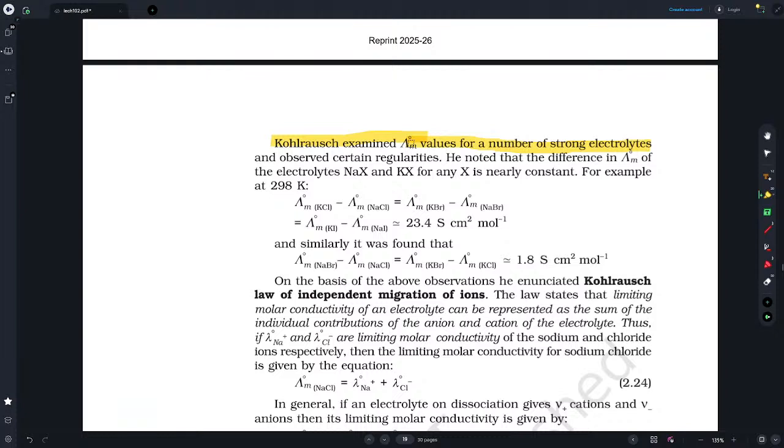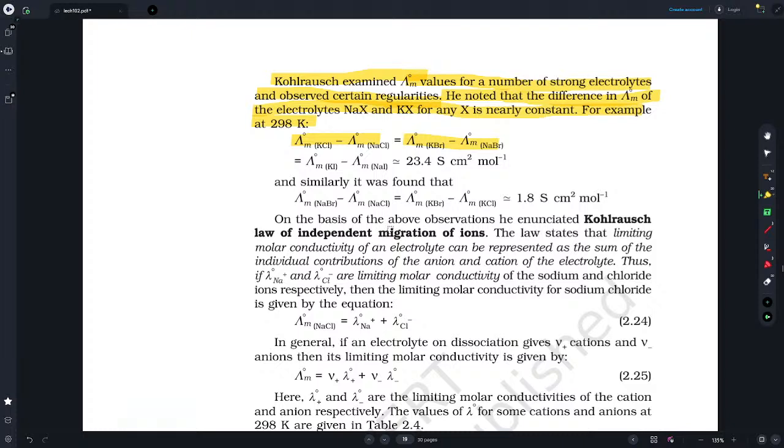He examined limiting molar conductivity values for many strong electrolytes and observed certain regularities. He noted that the difference in limiting molar conductivity of the electrolytes NaX and KX for a given X is nearly constant. For example, at 298 Kelvin, limiting molar conductivity of KCl minus that of NaCl equals limiting molar conductivity of KBr minus NaBr, sodium bromide and potassium bromide. This difference will be equal.